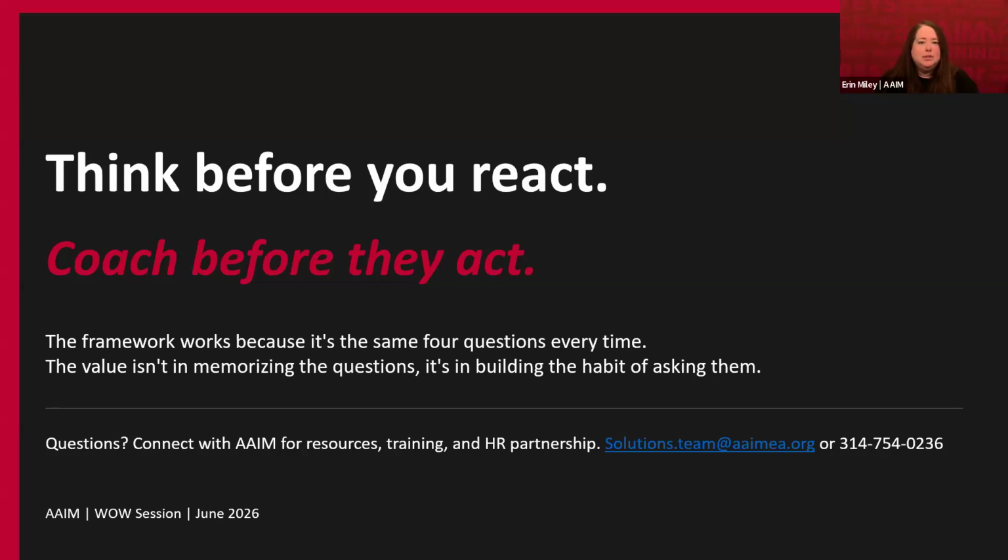That's the whole session in two lines. The framework works because it's the same four questions every time. You're not trying to become an employee relations expert, and I'm not trying to force you to become one. You're trying to build a habit, so that when a situation lands, you slow down enough to think instead of just respond. The real value is in teaching this to the manager you work with. The goal is to make yourself a better coach, not just a better HR professional. So that's what I'm going to leave you with.